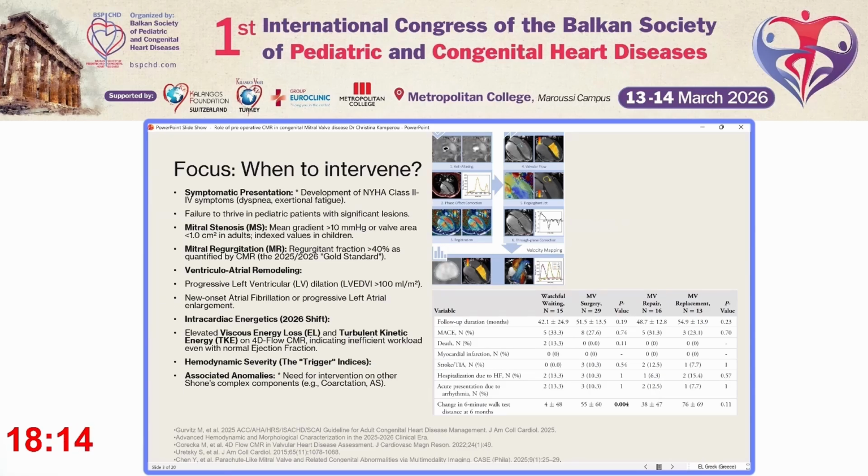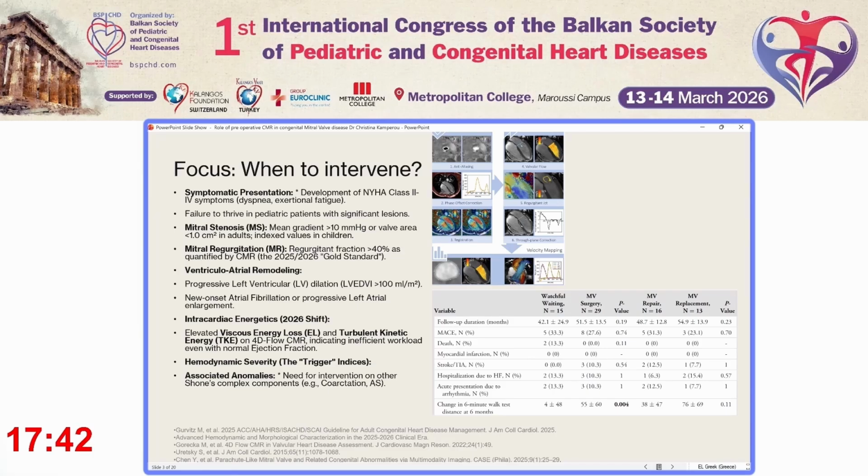The 2025 guidelines emphasize that we must now look heavily at hemodynamic severity and trigger indices. A mean gradient exceeding 10 millimeters of mercury in mitral stenosis or ejection fraction greater than 40% are now definite triggers for intervention. These indices are superior to echocardiography, which frequently underestimates severity, particularly in the presence of eccentric jets.